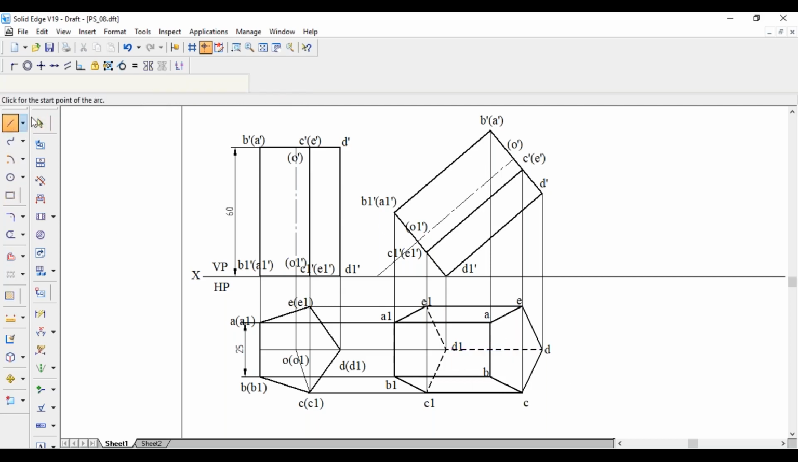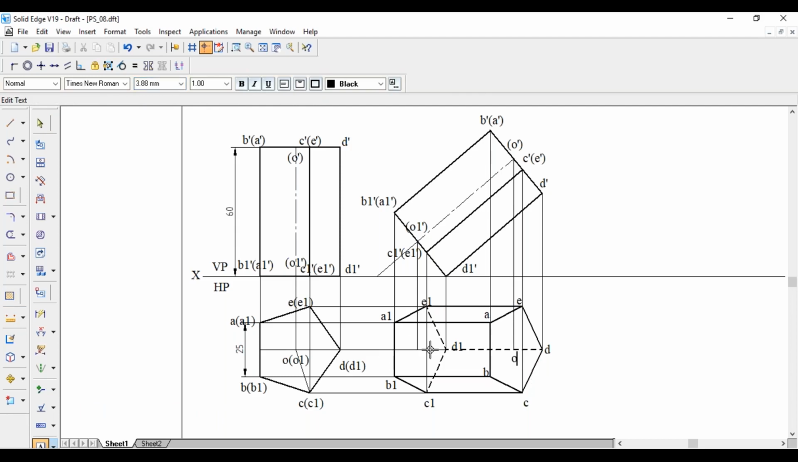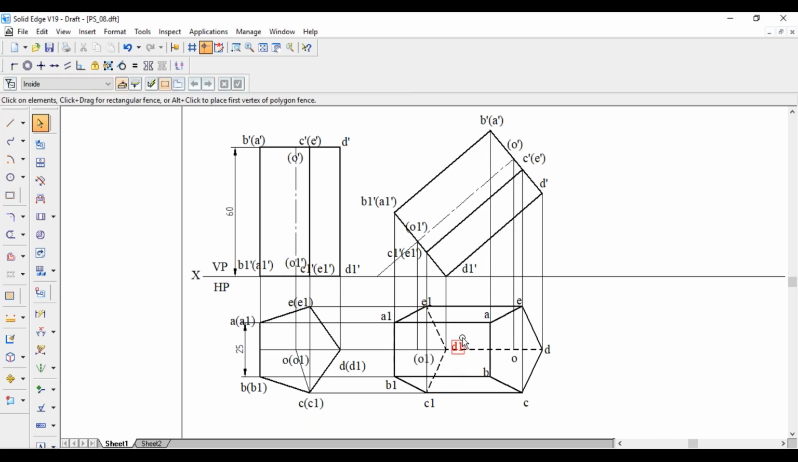Moving to the axis. As top face is completely visible, so O without the bracket, bottom face is partially visible, O1 in the bracket, and D1 consisting of 3 dotted lines, so D1 should be within the bracket.